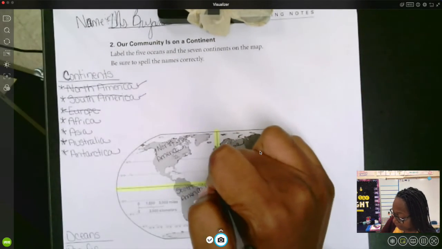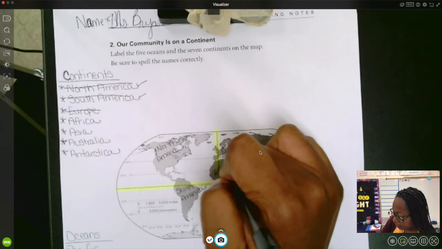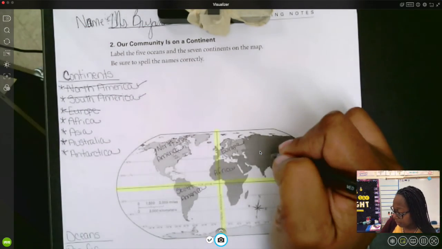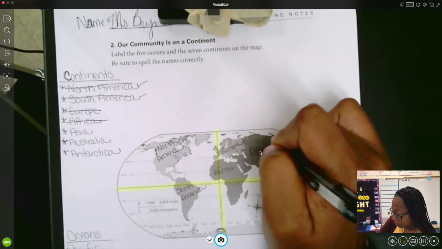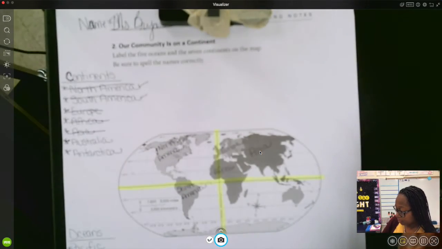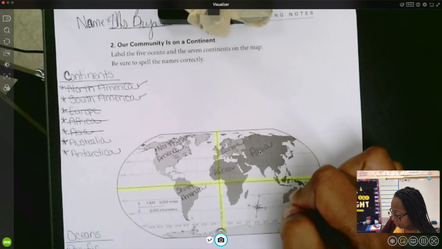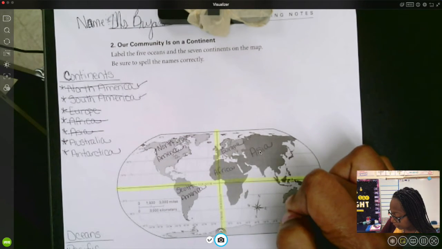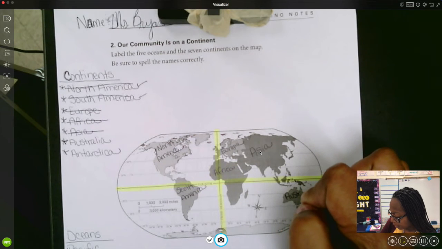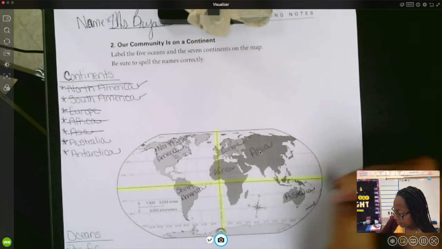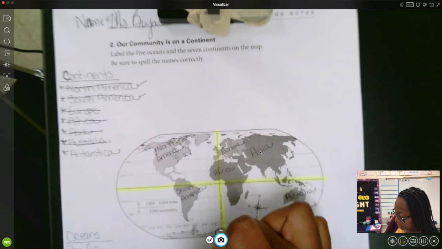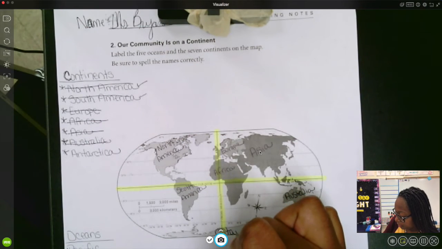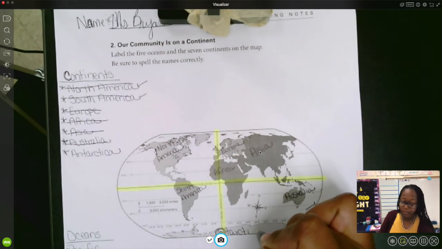Under Europe is Africa. Next to Europe is Asia. Under the equator, this little one over here is Australia. And it's okay if you go outside of your continent to write, that's fine. Underneath Australia, over to the left, is Antarctica.